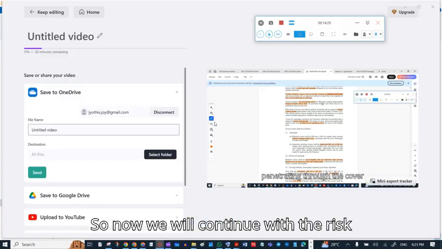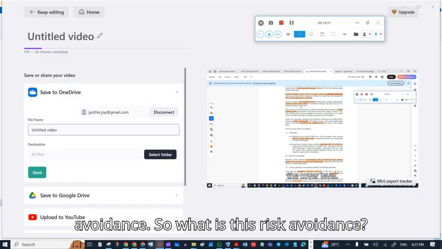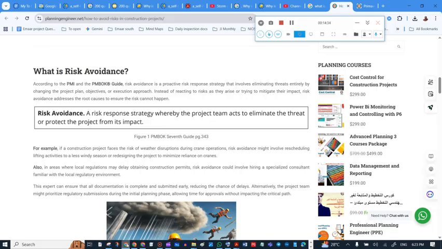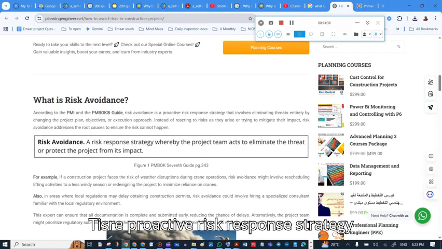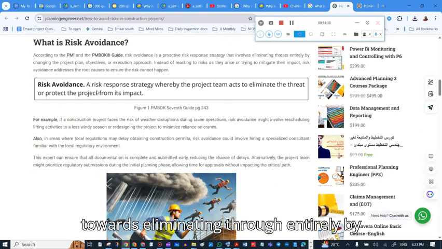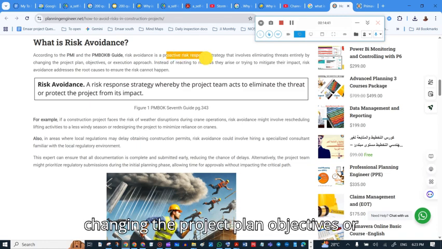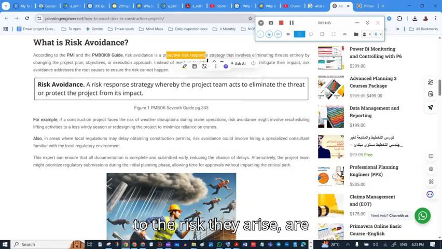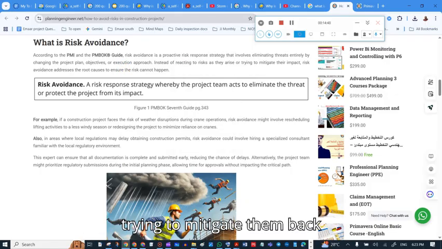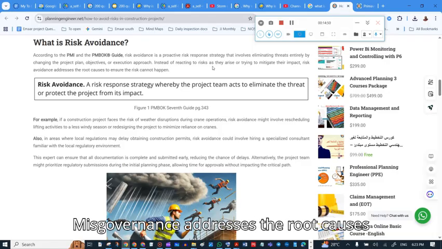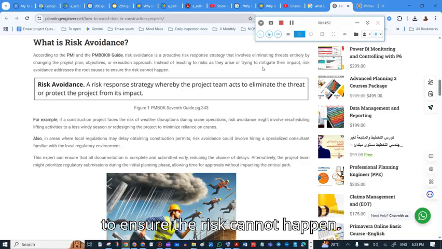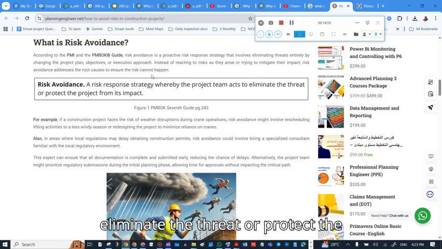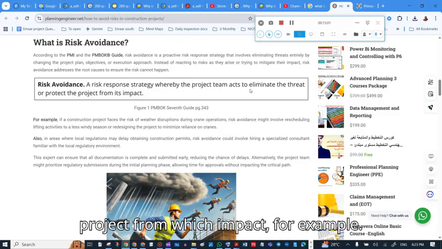So now we will continue with risk avoidance. So what is risk avoidance? It is a proactive risk response strategy. It involves eliminating threats entirely by changing the project plan, objectives, or execution approach. Instead of reacting to risks as they arise or trying to mitigate the impact, risk avoidance addresses the root causes to ensure the risk cannot happen. So it's a response strategy where the project team acts to eliminate the threat or protect the project from its impact.